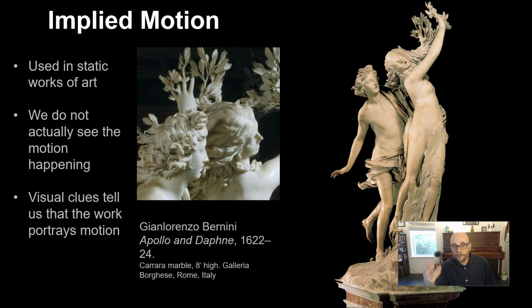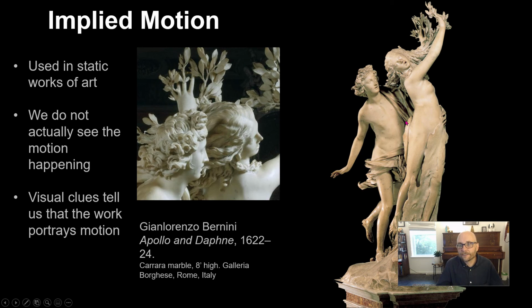Like in this sculpture by Bernini here, where we see the god Apollo attacking this nymph, this woman Daphne. And as he attacks her, she runs away. She also turns into a tree. The Greek gods thought it would be a great idea to save Daphne's purity from Apollo by, instead of just getting her the hell out of there, they thought turning her into a tree would be a better idea.